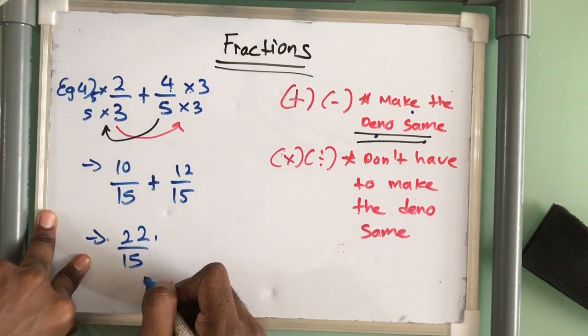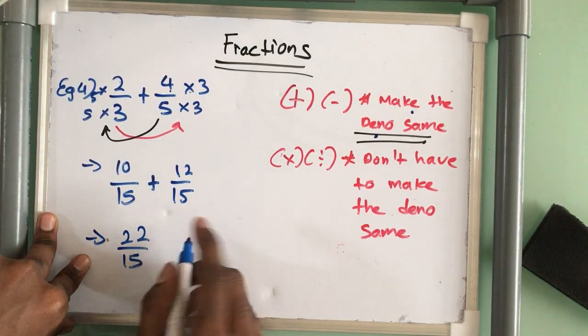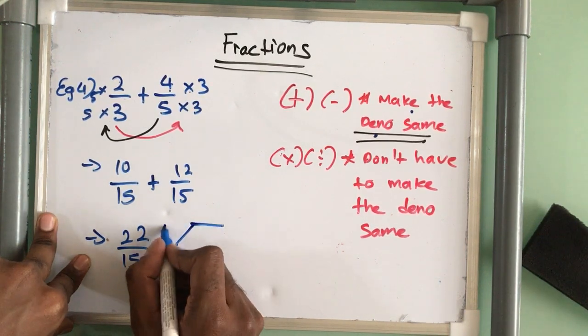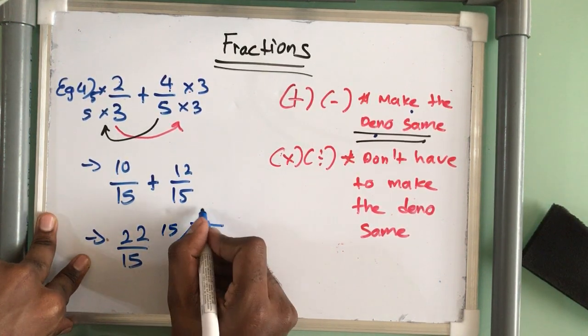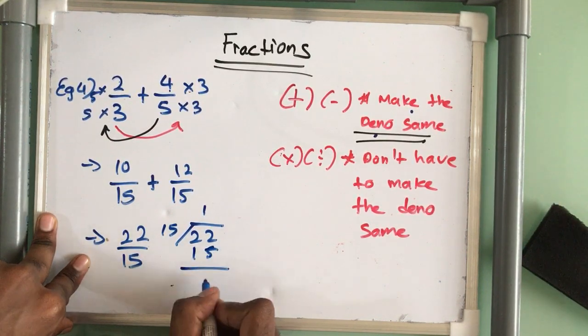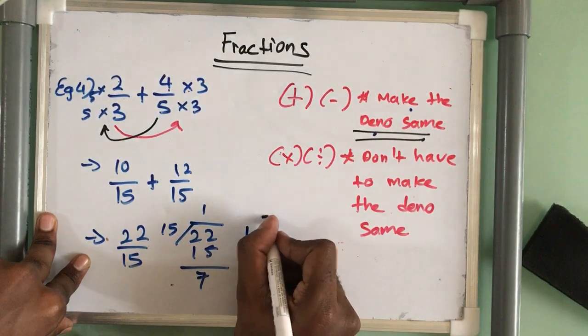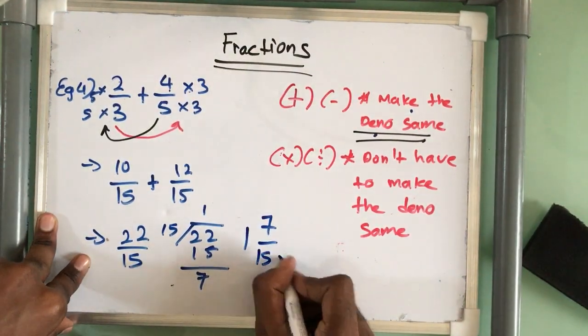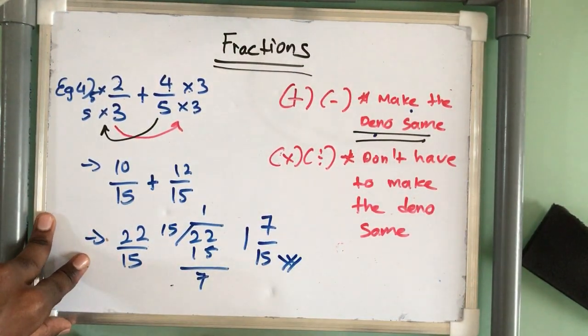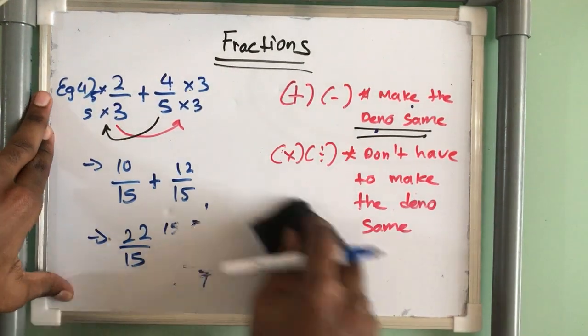If you can further simplify, simplify, or you convert it into a mixed number. I always tell you to make it into a mixed number. Therefore, 1 is 15 over 15. 22 minus 15 is 7. So your mixed number answer will be 1 and 7 over 15. That's how you solve this. Right? So maybe I'll do one more example.